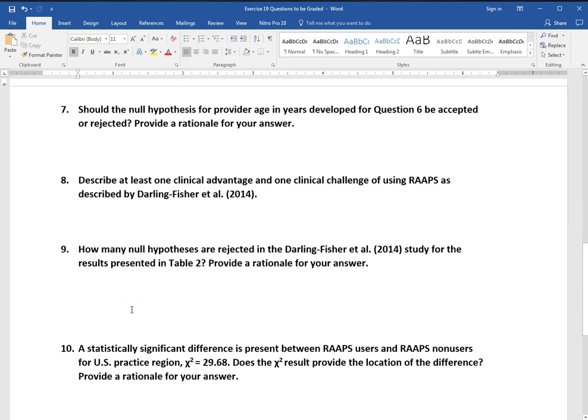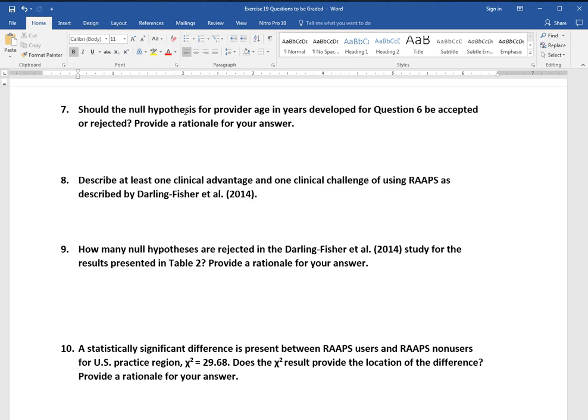Number 7, should the null hypothesis for provider age in years developed for question 6 be accepted or rejected? So we want to know if we're going to reject the null hypothesis. And to determine that, we're going to look at the p-value, and you're going to compare that to the level of significance. So make sure you tell me how you came to that conclusion.